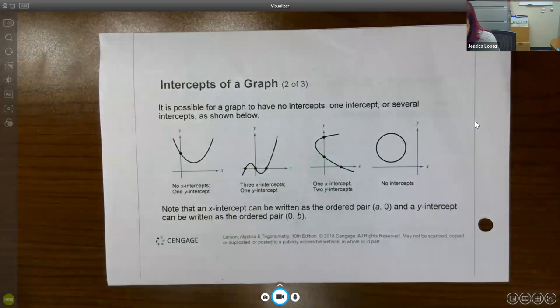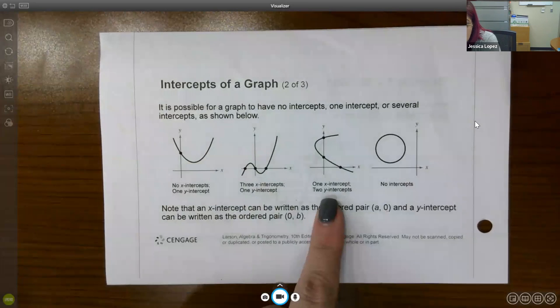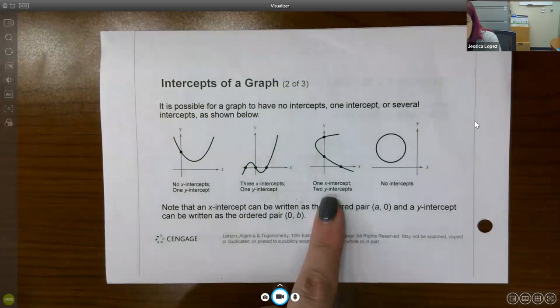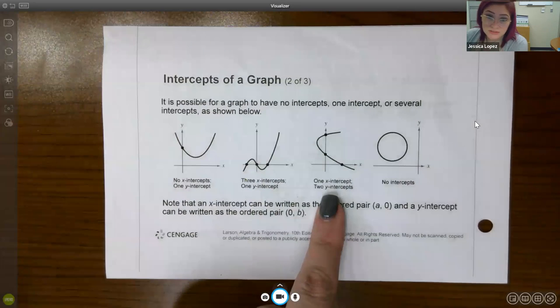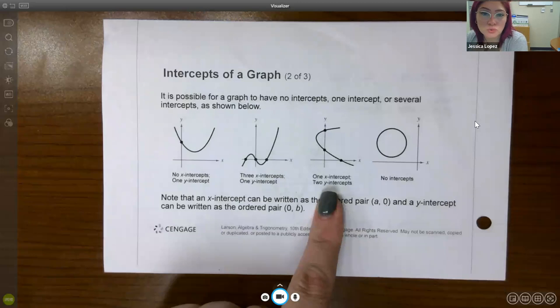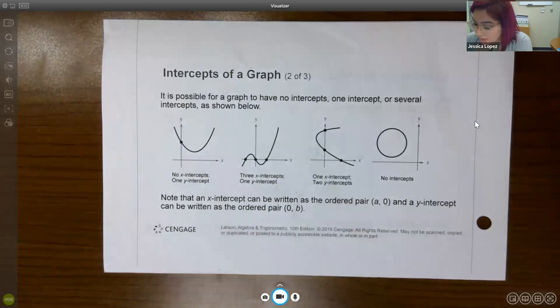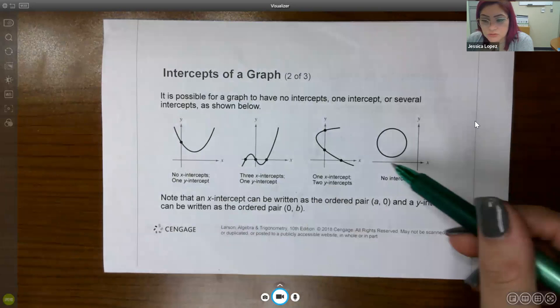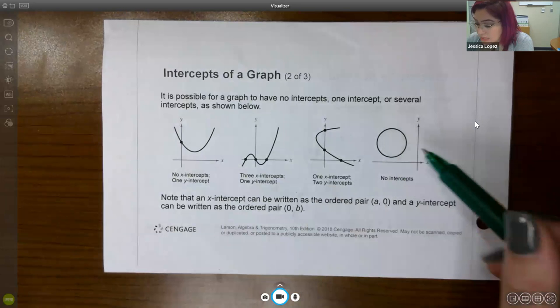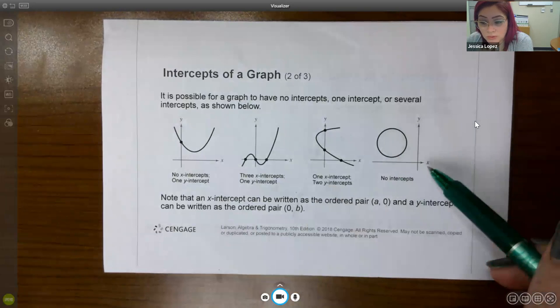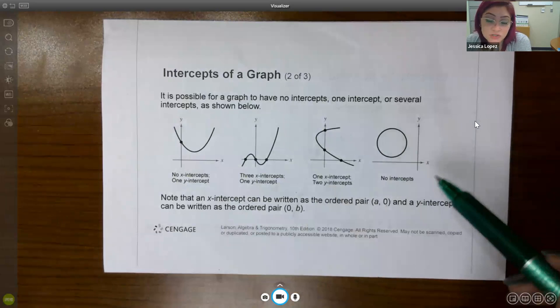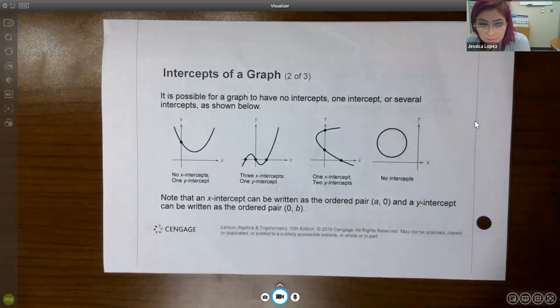This graph over here only touches the x-axis once, so it has 1 x-intercept, and it touches the y-axis twice, so it has 2 y-intercepts. And then this graph, which is a circle in the second quadrant, does not touch the x-axis or the y-axis, so therefore it has no intercepts, okay?